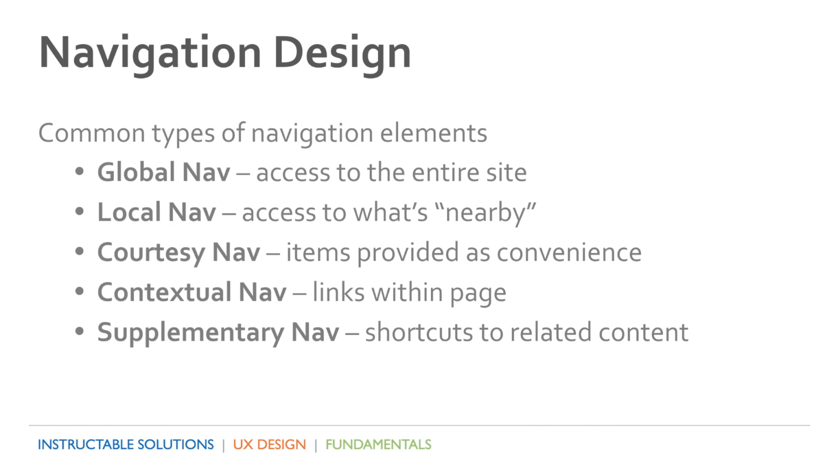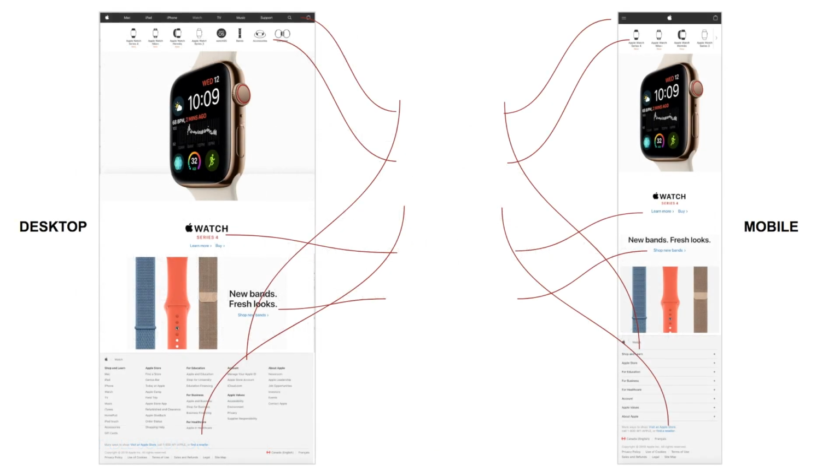And last but not least, on our most common types of navigation elements are supplementary nav. And these are elements on a page that allow us to jump from where we are to other areas with related content. Let's take a visual example of this so that we can all understand it a little bit better. Here we see two layouts from the same website. On the left is the desktop version, and on the right is the mobile version.